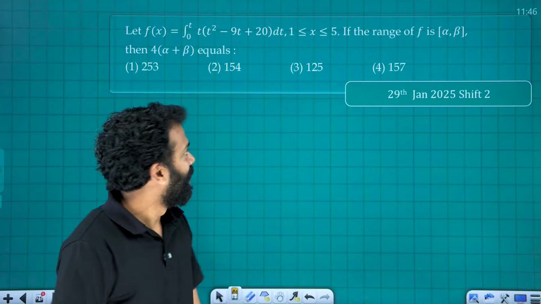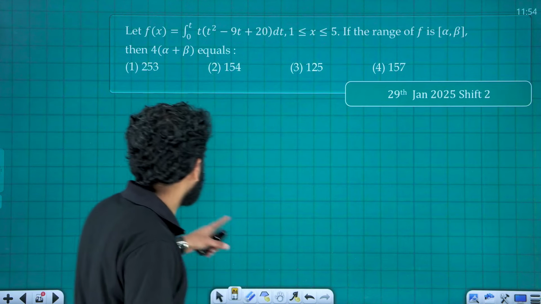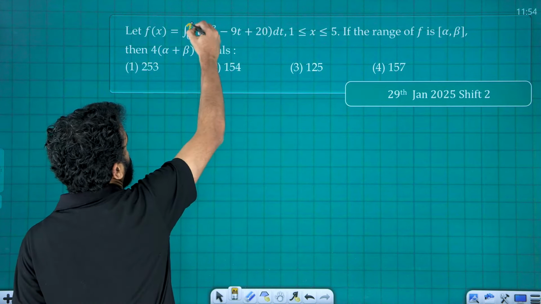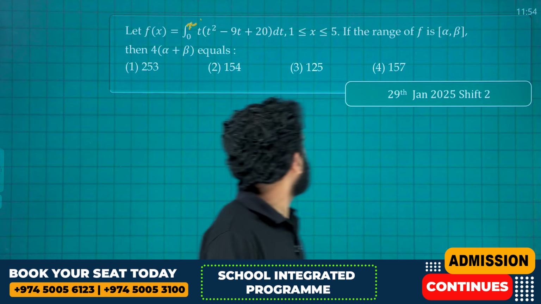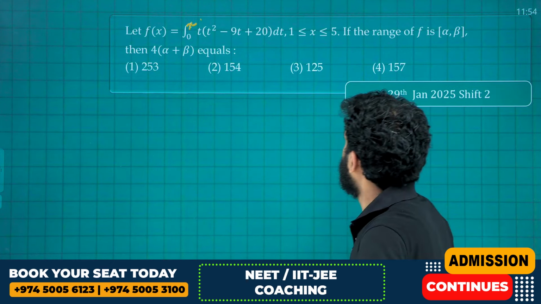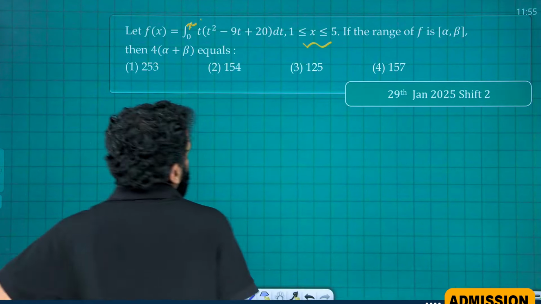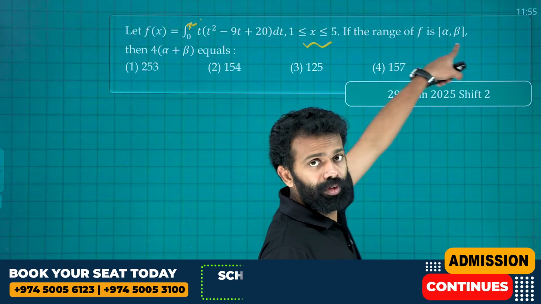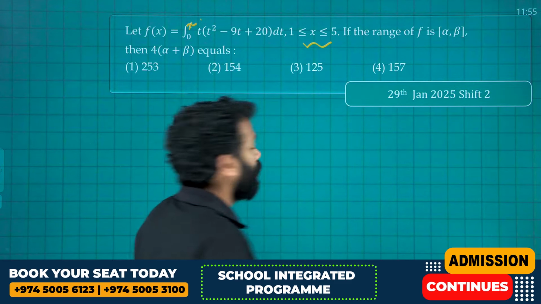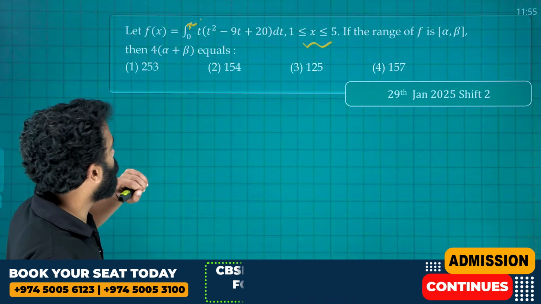Okay, next question. F of x is equal to integral from 0 to x of t into t square minus 9t plus 20 into dt, where the value of x is given like 1 less than or equal to x less than or equal to 5. If the range of f is closed interval alpha comma beta, then what is 4 into alpha plus beta? Okay, so yeah, let's formulate this.